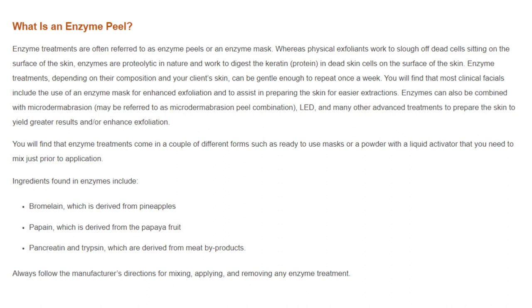You will find that enzyme treatments come in a couple of different forms, such as ready-to-use masks or a powder with a liquid activator that you need to mix just prior to application. Ingredients found in enzymes include bromelain, which is derived from pineapples; papain, which is derived from the papaya fruit; pancreatin and trypsin, which are derived from meat byproducts. Always follow the manufacturer's directions for mixing, applying, and removing any enzyme treatment.